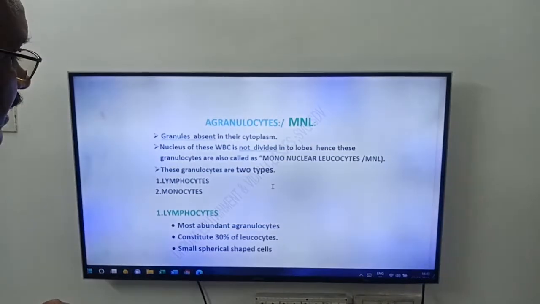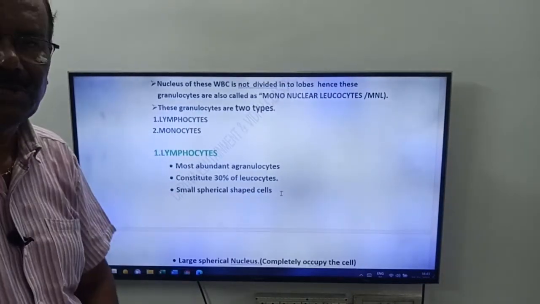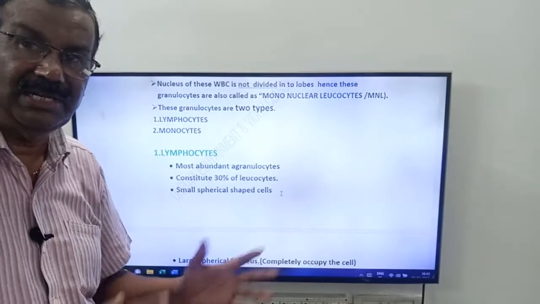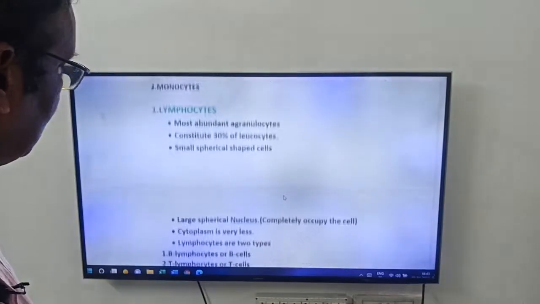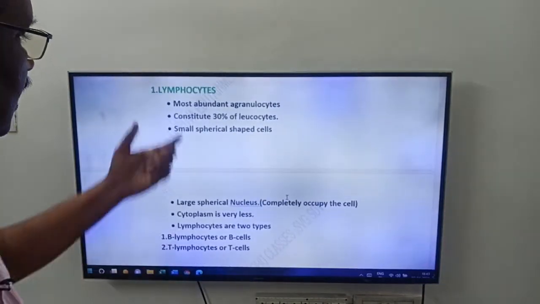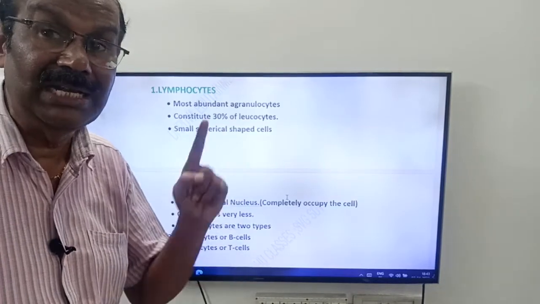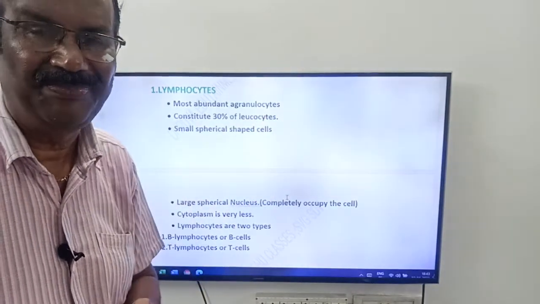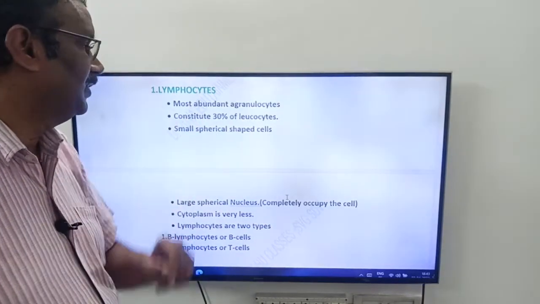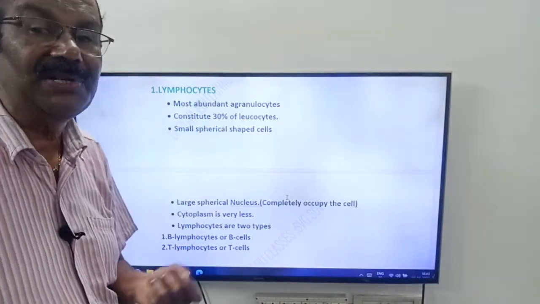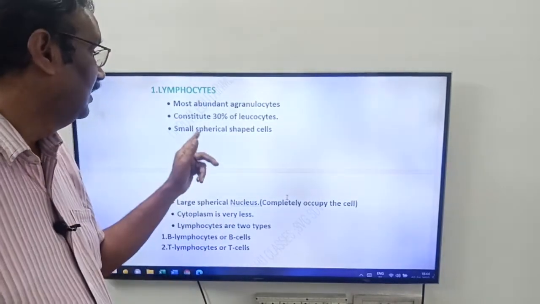Next, friends, these agranulocytes are 2 types. What are they? Lymphocytes and monocytes. LM, friends, recall it LM. Come to lymphocytes, friends. Lymphocytes are the most abundant agranulocytes. The most abundant granulocytes are neutrophils, and the most abundant agranulocytes are lymphocytes. They constitute 30% of the leukocytes.